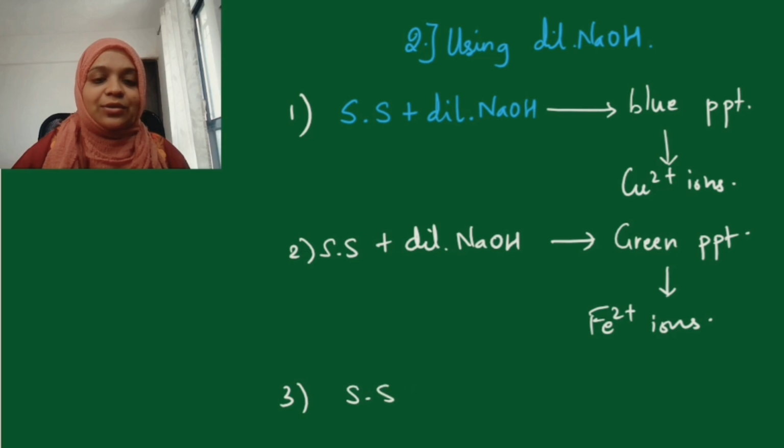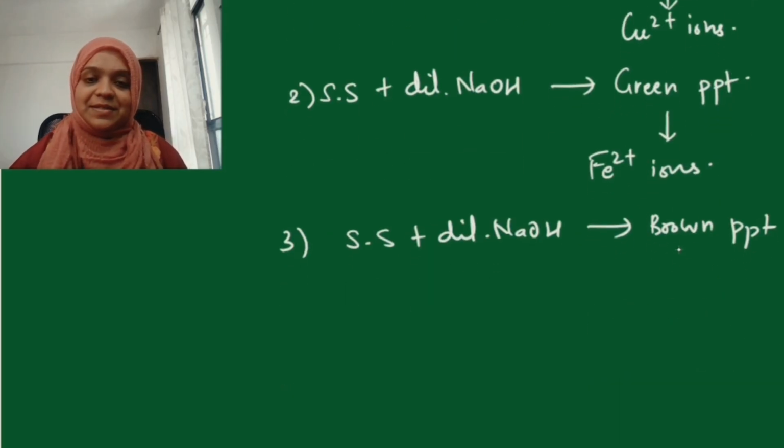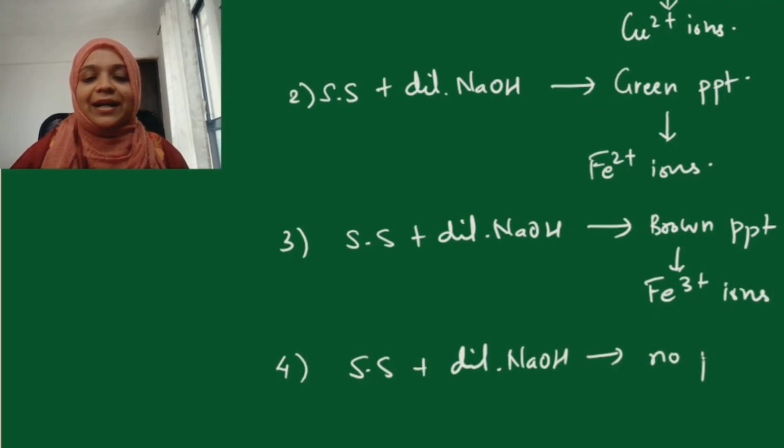If you take the salt solution, add dilute NaOH to it, and you get brown precipitate or orange brown precipitate, then Fe plus 3 ions are present. So simple. Lastly, if you take the salt solution and you add dilute NaOH to it, you do not get any precipitate. What to do?